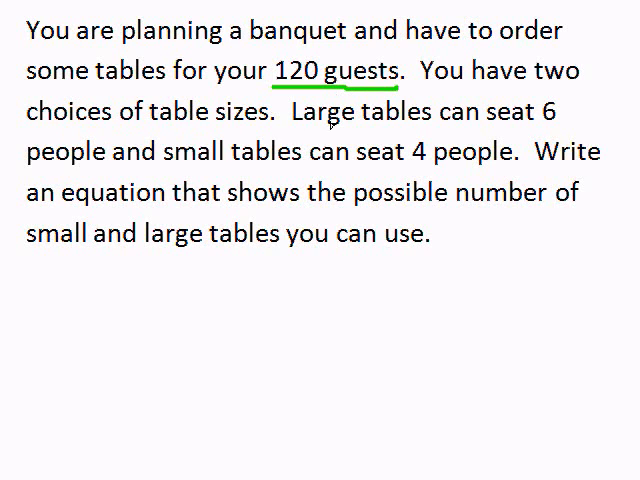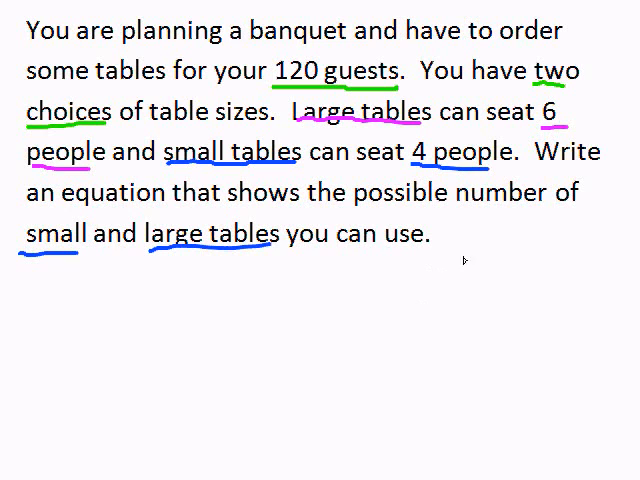We have two choices of table sizes, so 2 choices. Large tables can sit 6 people, so we've got 6 people for large tables. Let me do those in different colors just to make sure we keep everything separated. So large tables, again, were 6 people, and small tables can sit 4 people. Write an equation that shows the possible number of small and large tables you can use.